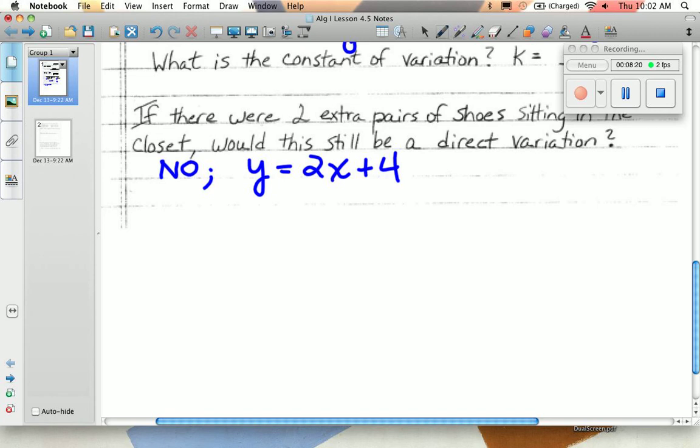And what part of this makes it not a direct variation? Abby? Adding 4. Yeah, the plus 4. This right here. Because remember, what does the C value have to be in a direct variation? Could we rewrite this in standard form? Let's rewrite this in standard form. What would it look like?